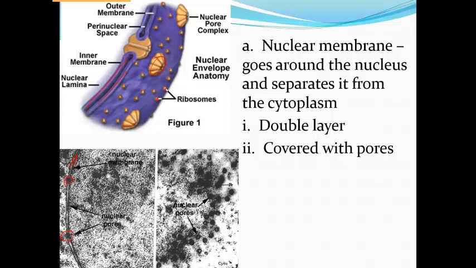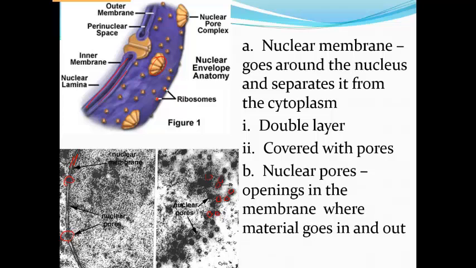This is a picture of just the front view, like if you were looking at a beach ball, looking at the whole outside, you can see all these little black dots. The nuclear pores can be grouped together, so there's several together, and sometimes there are areas where there aren't as many. But the nuclear pores are openings. This is where the material can go in and out of the nucleus.